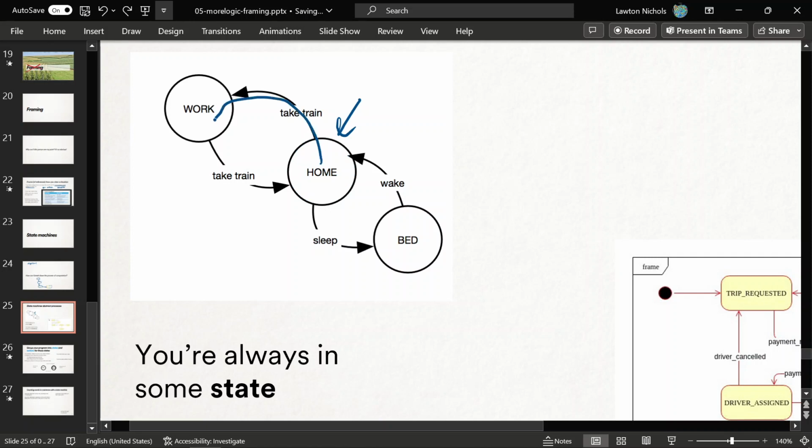Like you can go to work. Maybe you go home for lunch. You can come back to work, take the train again. You can follow these a bunch of times if you need to. Maybe it's the weekend, so you stay home twice and go to bed twice, and then you go to work.